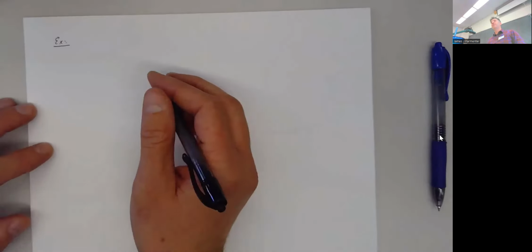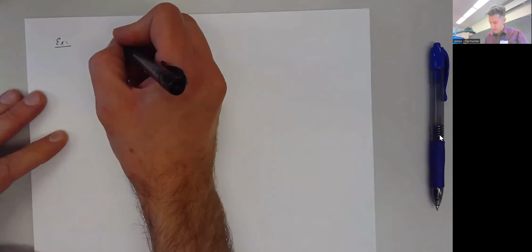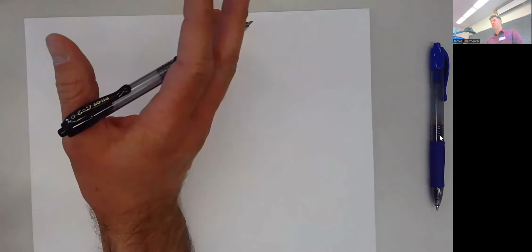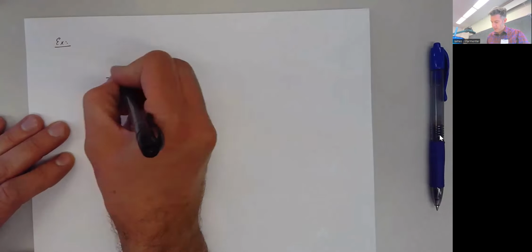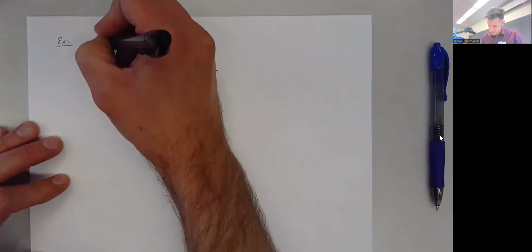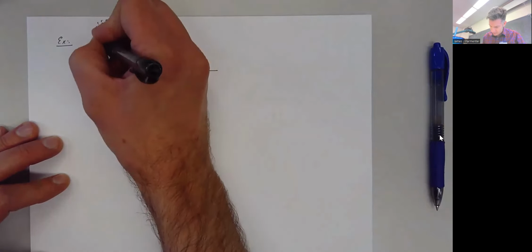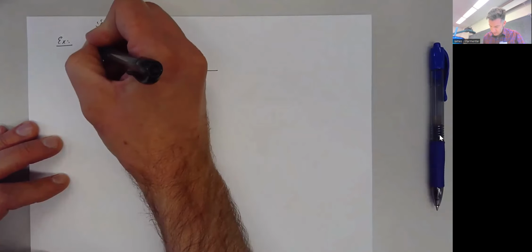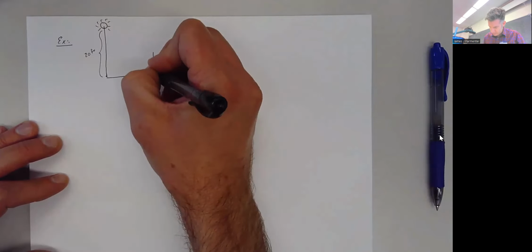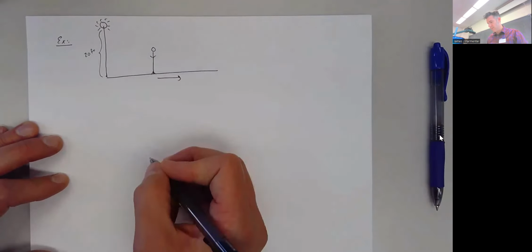Anyway, a 6-foot person who we'll call James walks away from a 20-foot street lamp. So let's just draw the picture. We'll write the meaningful words in here. Here's my 20-foot high street lamp, and here's our 6-foot tall person, and he's walking away from the street lamp.